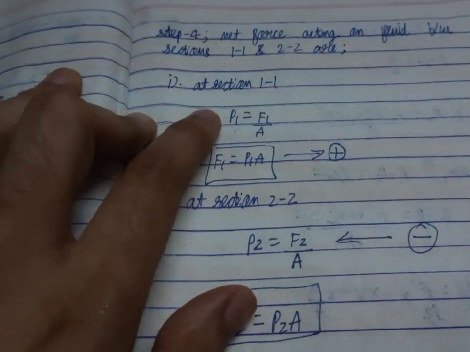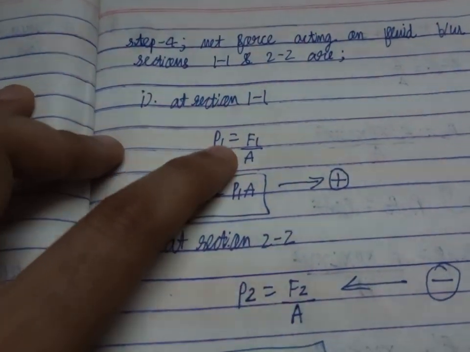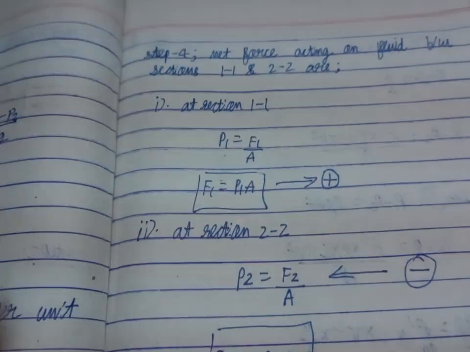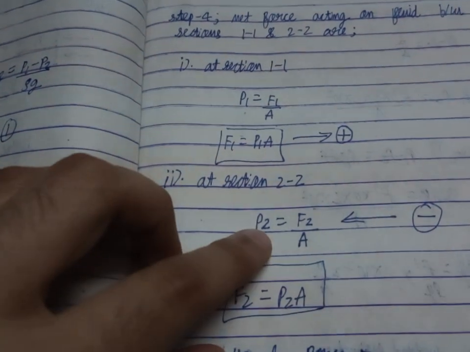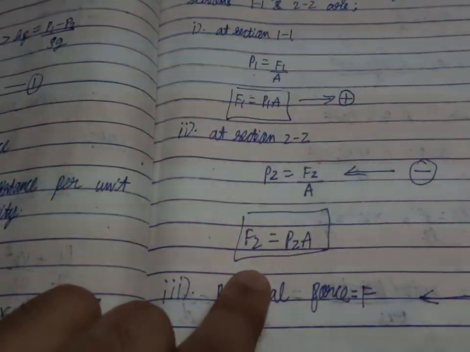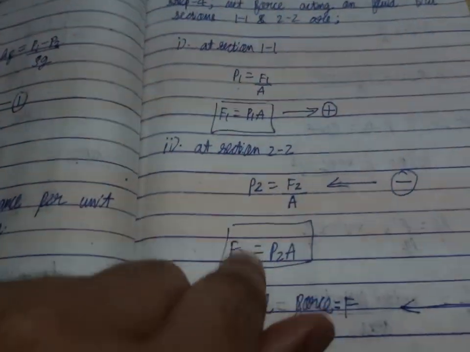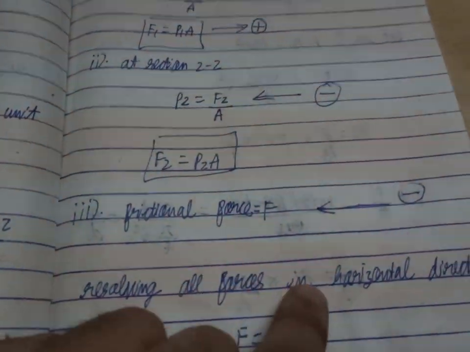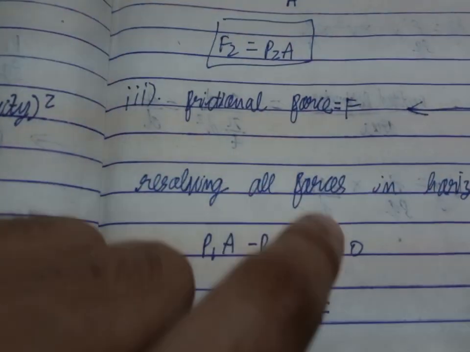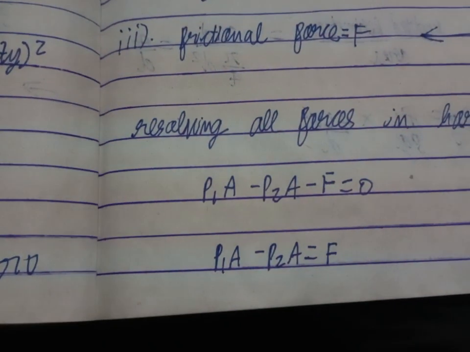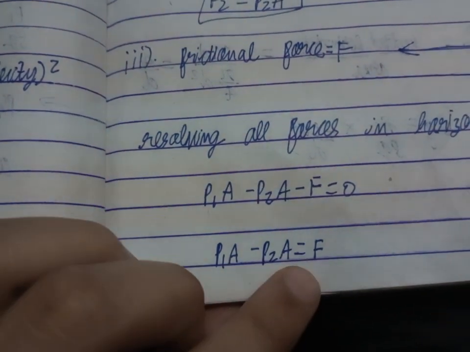At section 1, the pressure is given by F1 by A, so the force we get is P1 into A, which is in the positive direction, that means the direction of the fluid. And at section 2, P2 is given by F2 by A, which is in the opposite direction, which is negative. So F2 is equal to P2 into A in the negative direction, and the frictional force is already in the negative direction. When we resolve all the forces in the horizontal direction, we are left with P1A minus P2A minus F is equal to 0. So P1A minus P2A is equal to F.